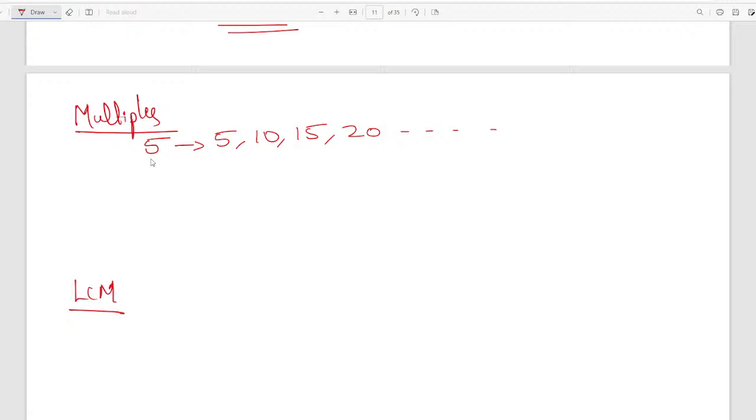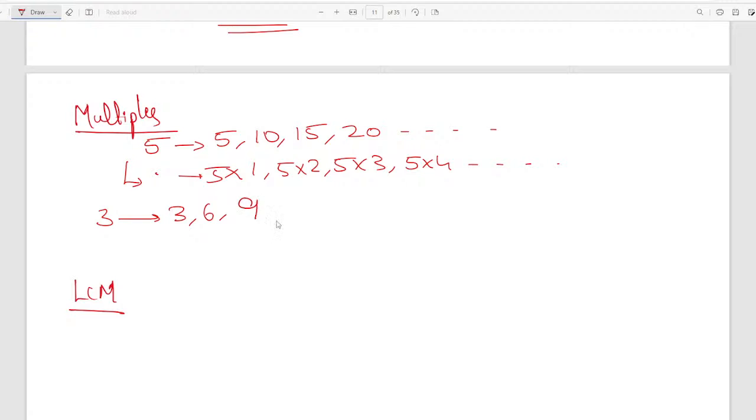So multiples of 5 are 5, 10, 15, 20. What you're doing here is multiplying. This is 5 into 1, this is 5 into 2, 5 into 3, and 5 into 4, and so on. The multiples of 5 are these numbers: 5, 10, 15, 20, 25, 30, and so on. In the same way, multiples of 3 are 3, 6, 9, 12, and so on. So these are the multiples.